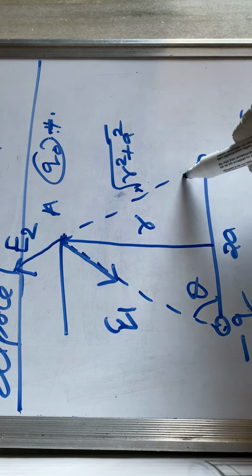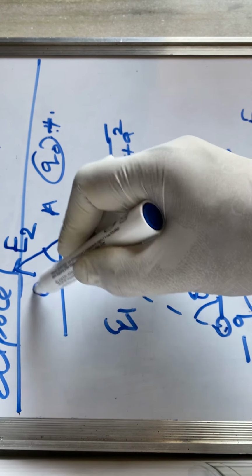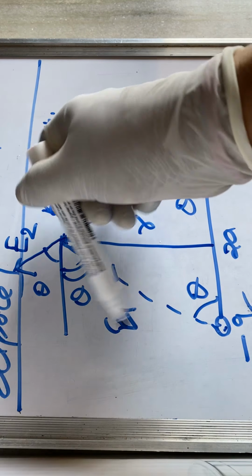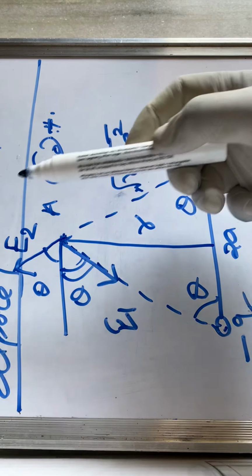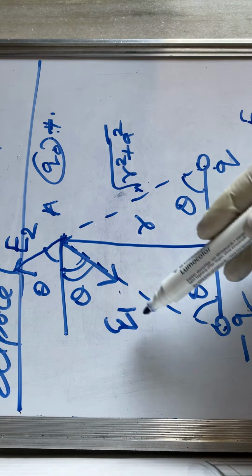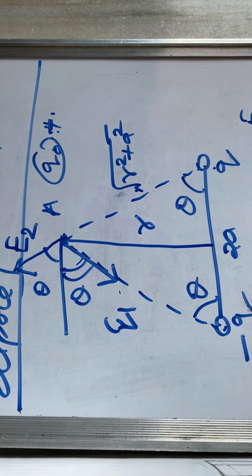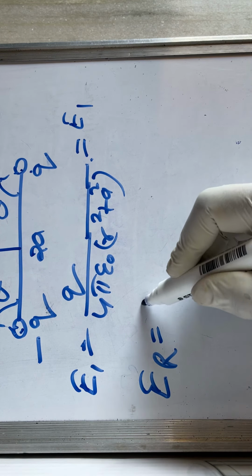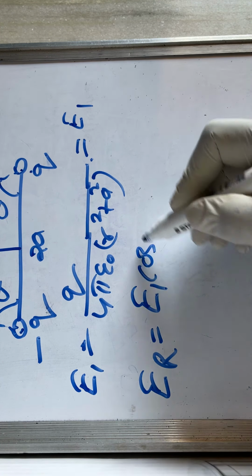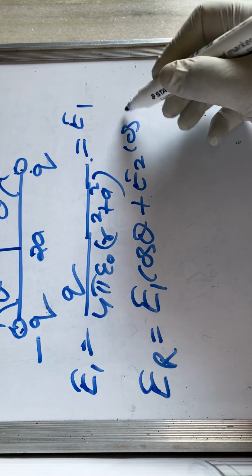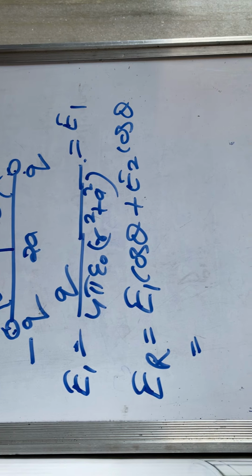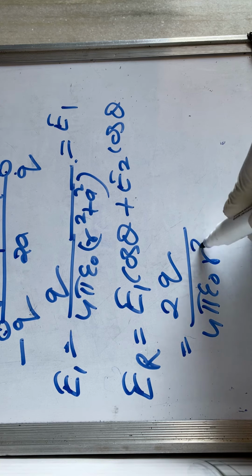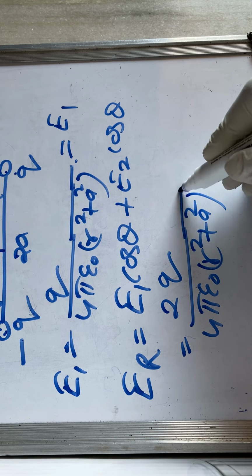Say this angle is theta, so this will also be theta. That means E2 cos theta will add up with E1 cos theta, and E2 sin theta will cancel E1 sin theta, because E1 and E2 are equal in magnitude. So we can write the resultant electric field as E1 cos theta plus E2 cos theta, which, since E1 equals E2, is 2 times q over 4 pi epsilon naught (r square plus a square) into cos theta.